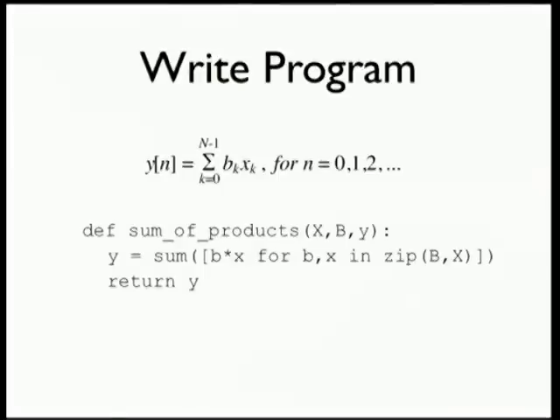So if I want to write a program for this mathematical expression up here, this is just a sum of products. We're going to take 2 lists or 2 arrays and just walk through and multiply 2 numbers together, and then we're going to sum them all together. So in Python, I can write this function like this. Hopefully it's very readable. We're using list comprehensions here to create a new list of the multiplies and then sum that list together.